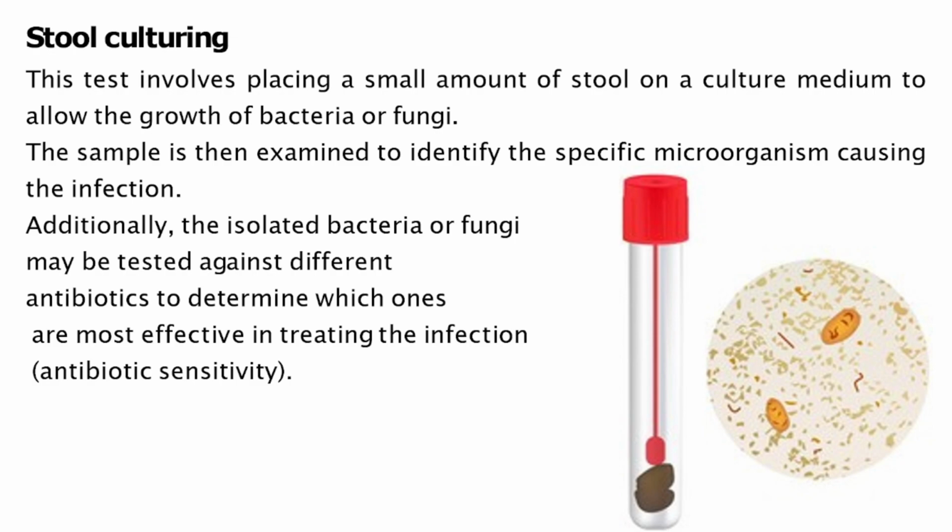Stool culturing is a process in which a small amount of a stool sample is placed on a specialized growth medium that provides the necessary nutrients for the microorganisms to grow. The sample is then incubated under specific conditions at 37 degrees Celsius that promote the growth of different types of pathogens. Once the organisms have grown, laboratory technologists can observe characteristics such as colony appearance, size, and color to help identify the specific type of pathogen. Culturing stool samples can be particularly useful in diagnosing bacterial infections such as Salmonella or Shigella or other microorganisms. So this is about the stool culturing process.